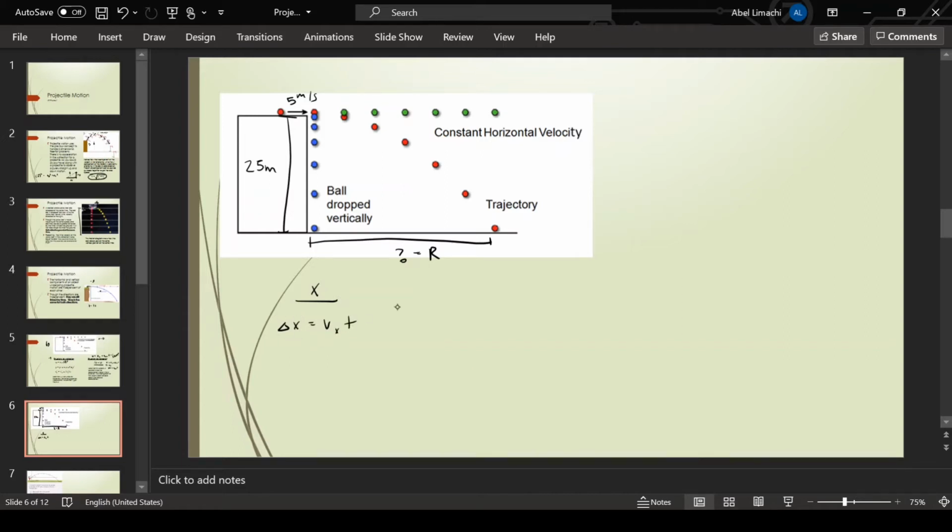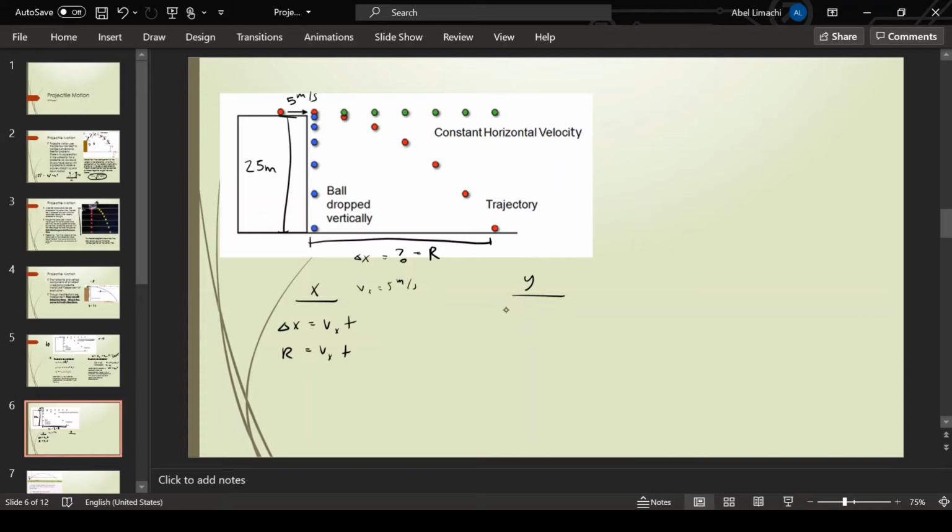Well, we know that delta x is what we're looking for here. It's the same thing as r, so we can just replace r with vxt. Now remember that we said that the time is the only thing that connects both the x direction and the y direction. By the way, we know what Vx is. Vx is equal to 5 meters per second, but we're leaving it in variable form for right now.